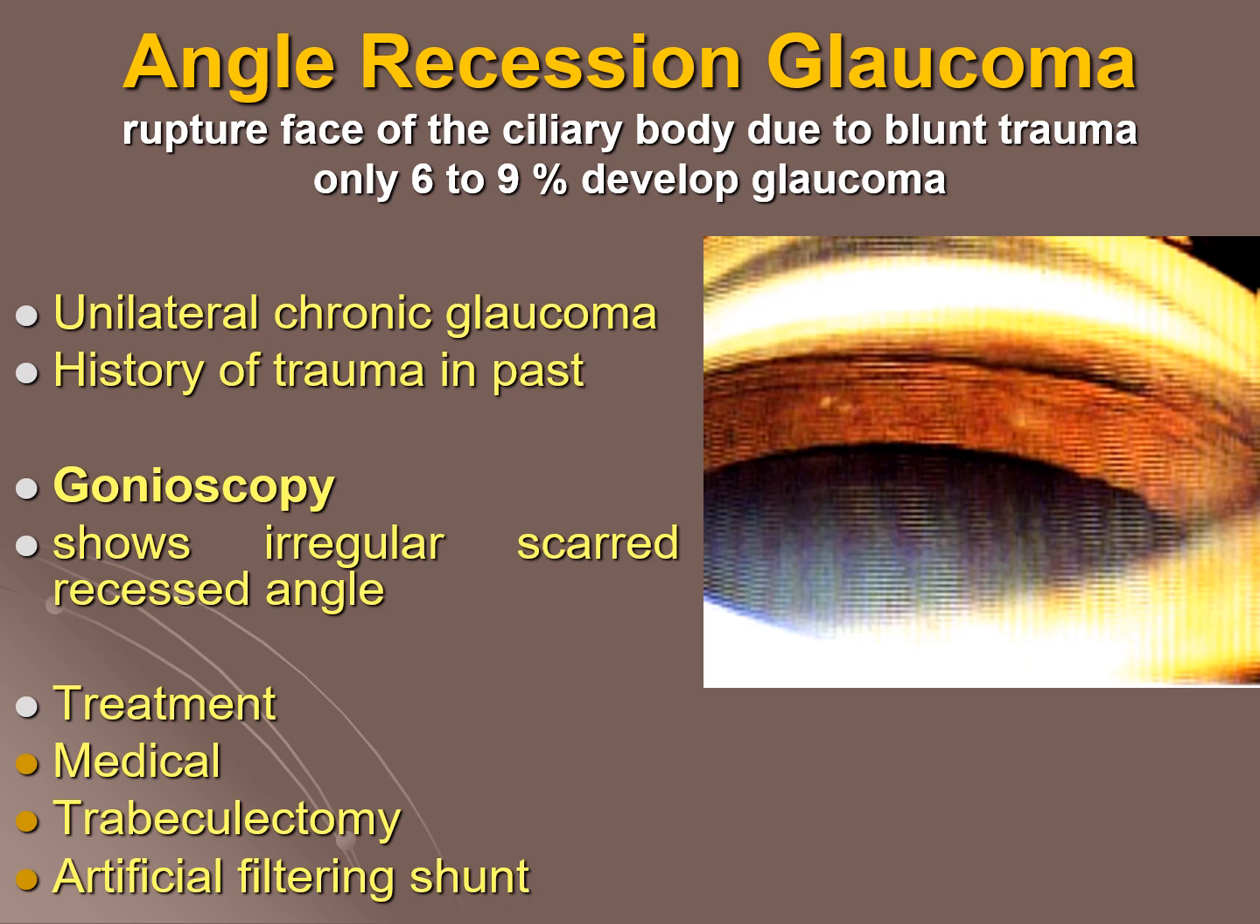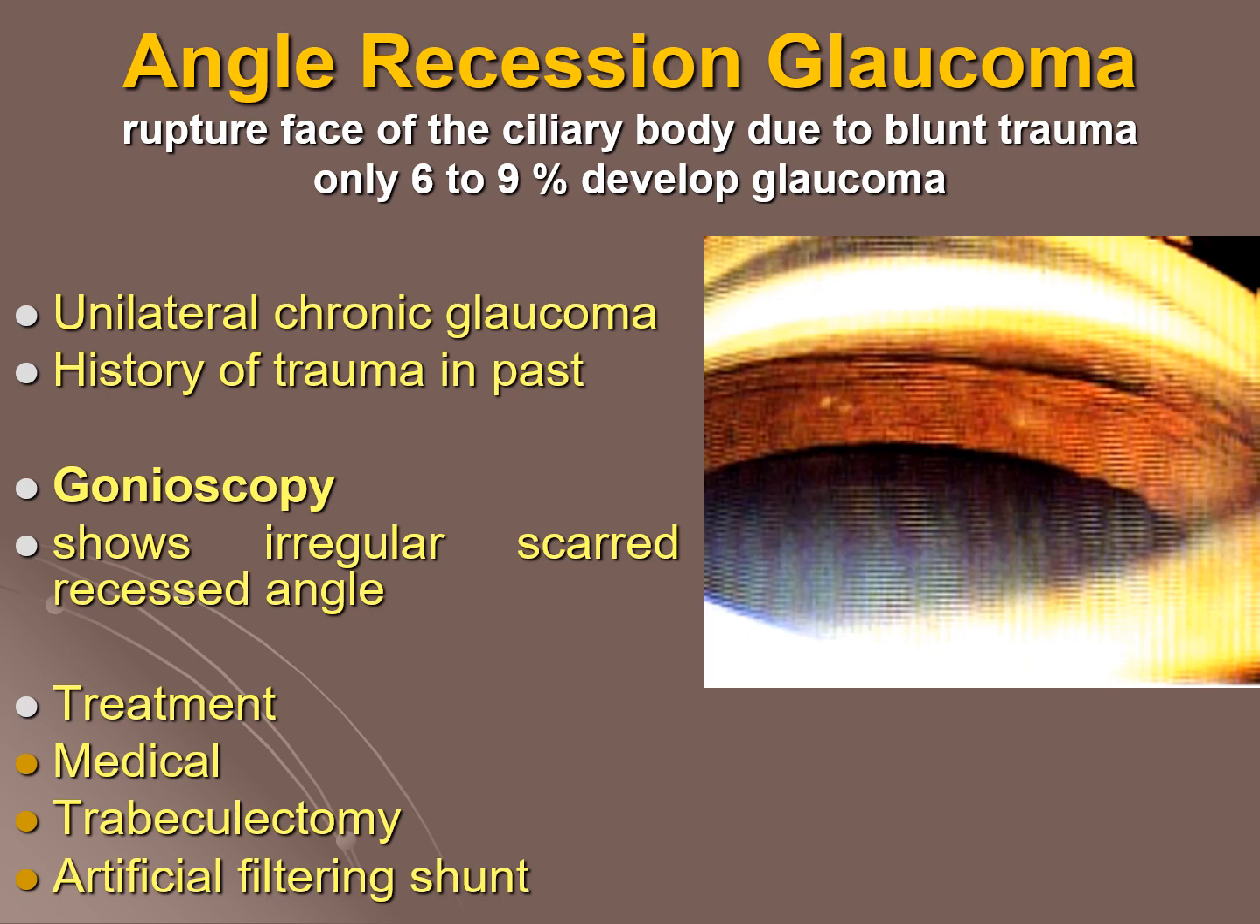Angle recession glaucoma is due to blunt ocular trauma which ruptures the face of the ciliary body. It occurs in about 6 to 9% of patients who have had previous blunt ocular trauma. The glaucoma is usually unilateral, and there is a history of trauma in the past, sometimes a long time passes before one develops the glaucoma. Here you can appreciate the angle recession.